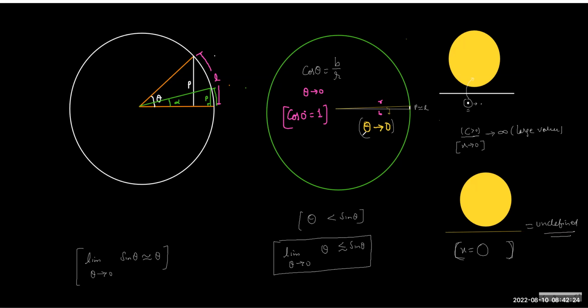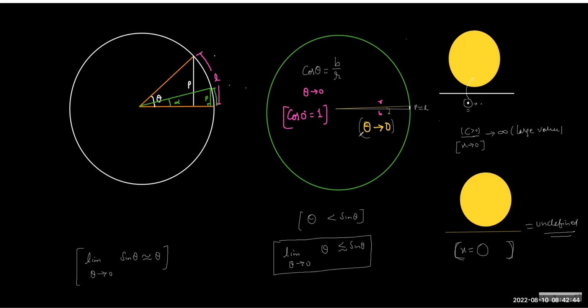Why? Because by the way we define it, the base upon hypotenuse, and from the circle concept, you can clearly see that as theta tends to 0, definitely the base and radius will be similar. There is no apparent difference between the two, and therefore the ratio becomes 1.